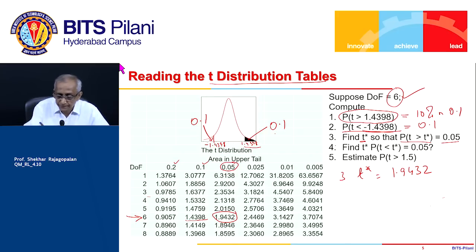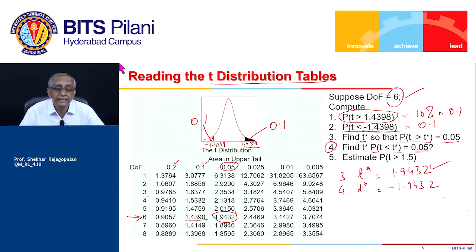Let's look at the fourth problem. The fourth problem is find t star for which probability of t less than t star is 5%, which means that we're looking at the left tail. And obviously, if for the right tail t star is 1.9432, then for the fourth problem, t star would be minus 1.9432. That's because the t distribution is symmetric.